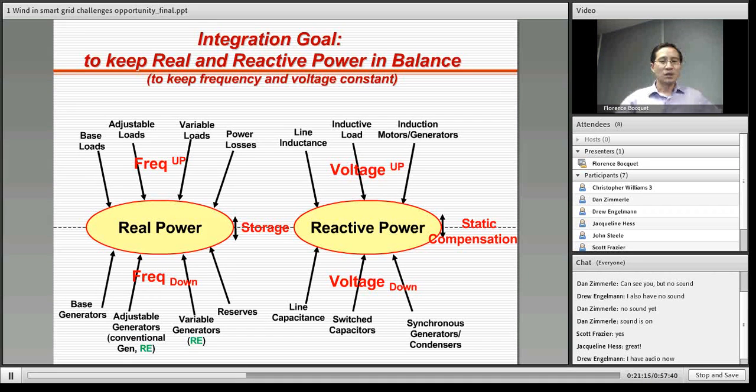Right? So that's why we bring the storage into this picture, because energy storage can help this balancing of the real power. Energy storage can come into the line very quickly, and so that's very helpful.